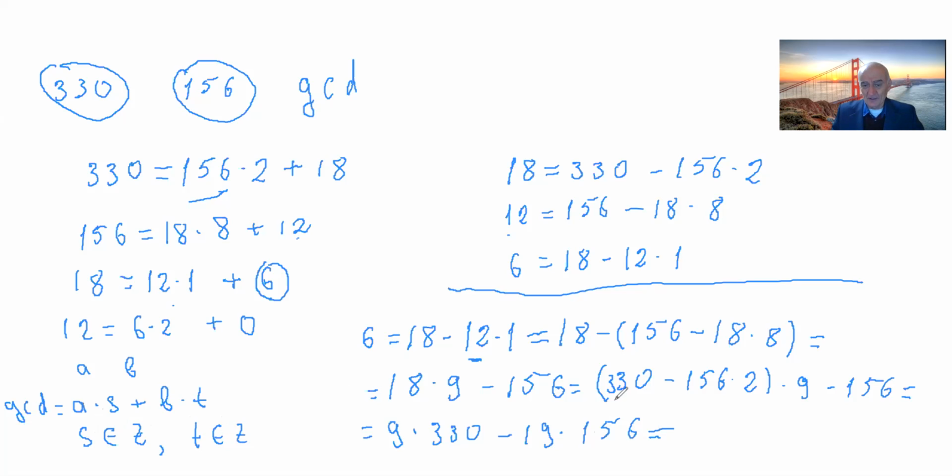And to get exactly the same expression, I can represent it as 330 times 9 plus 156 times negative 19.